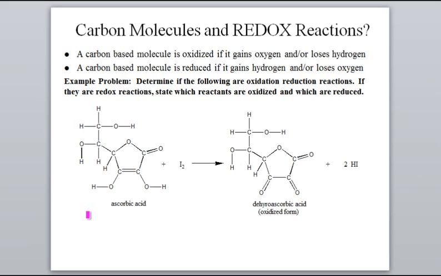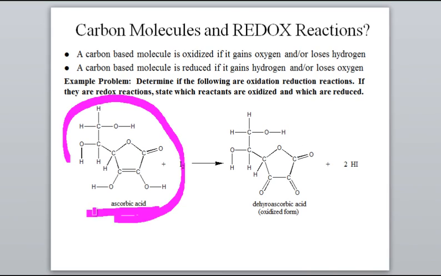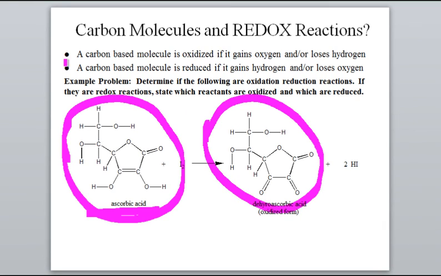So you're given a carbon-based molecule of ascorbic acid. So you should look at this molecule, count how many oxygens and hydrogen it has, and look at its form on this side. And using these two rules, decide if it's been oxidized or reduced. Why don't you pause the video and unpause when you're ready to check your answer.